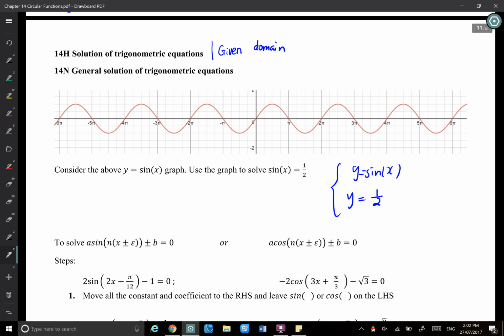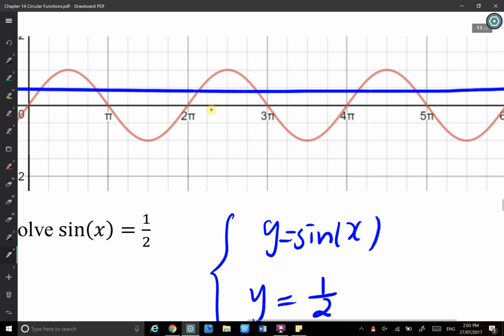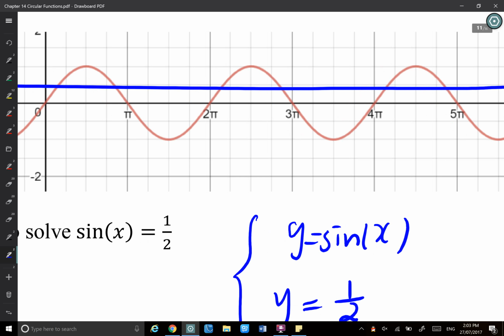Let's label a half on this graph. y equals a half is just here. The maximum value is 1, the turning point is 1, and in between the turning point and 0, that's a half. Well, it's not necessary to be accurate. I just want to see the number of solutions.